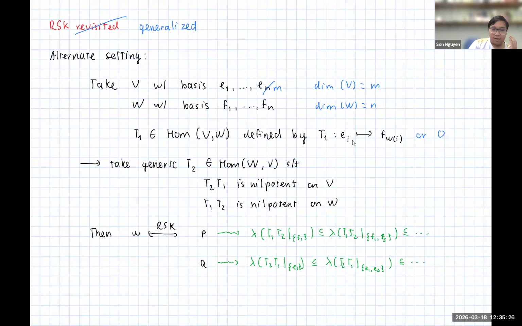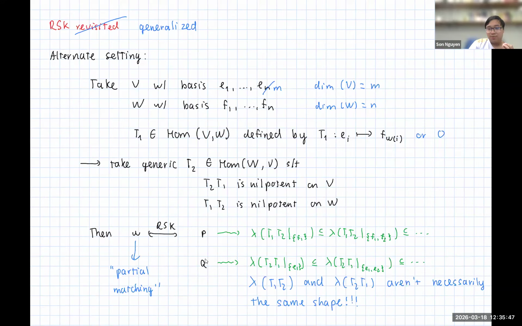And because I do this, my W is no longer a permutation, but in some sense, for us combinatorialists, we call it a partial permutation. For representation theorists, they call it a partial matching. So I will use the word partial matching, but it's sort of the same as partial permutation. And because these two have different dimensions, my two tableaux P and Q aren't necessarily the same shape anymore.